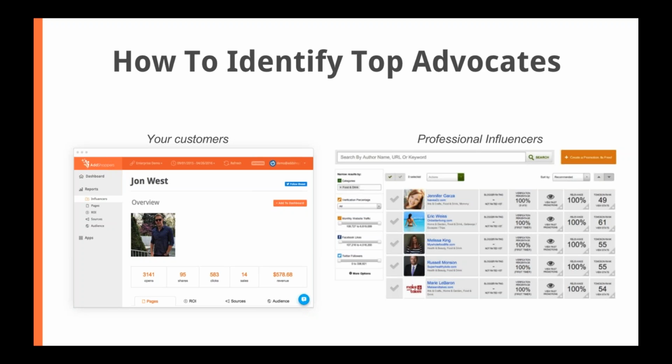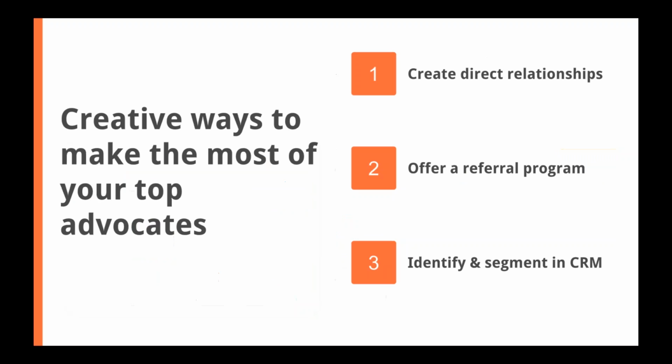And also identifying who those industry leaders are. So some creative ways to make the most of your top advocates. One is to create a direct relationship. Like we've been talking about this whole time, once you know who these people are, you want to treat them different. You want to treat them in a special way. And it's going to be a small enough number where you can really focus on creating a direct relationship with this group of people.